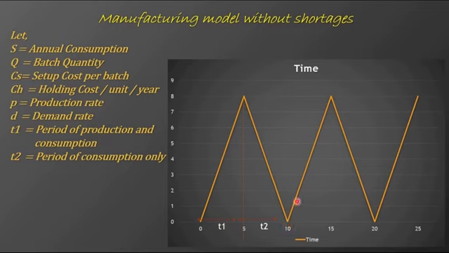Then again, as we reach the minimum inventory level, we start production again, build up the inventory, and then only consumption. So the T1 duration is production and consumption duration, whereas T2 is the duration of only consumption. This is known as the entire cycle. This duration is known as the entire production cycle.